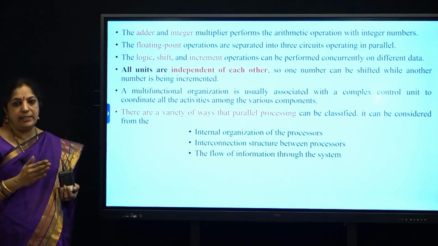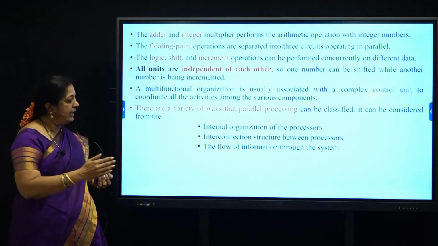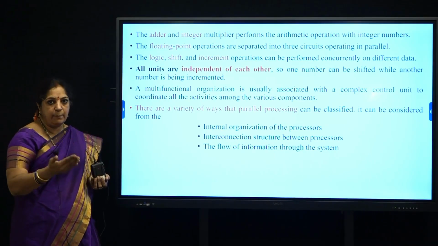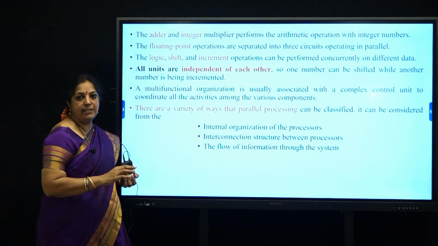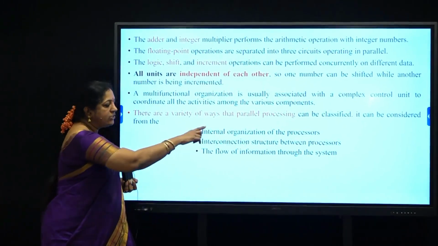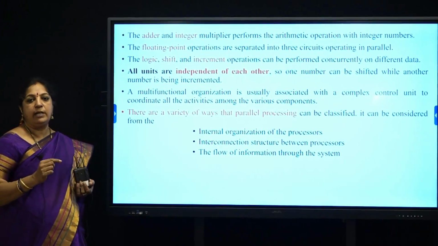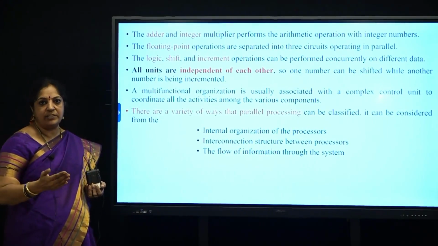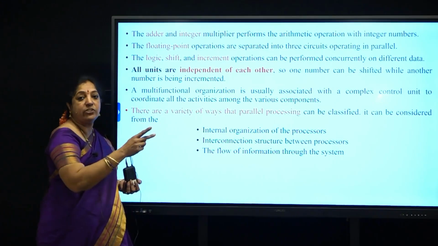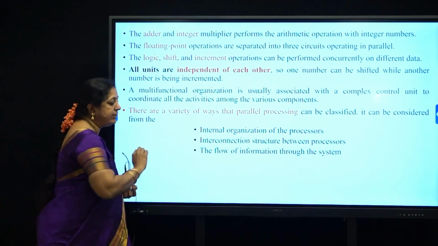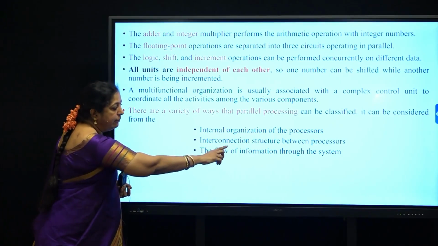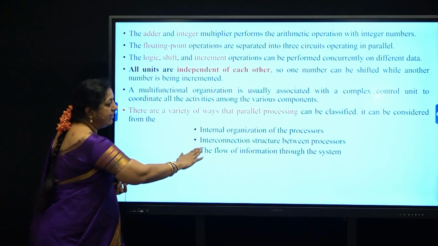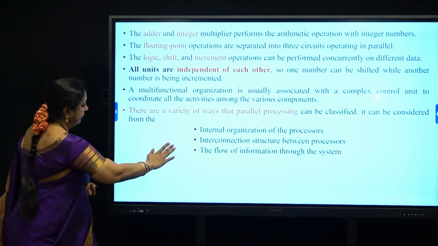But if you are doing multi-processing or parallel processing, there is a particular internal organization according to how you are performing that processing in parallel. The same way, the interconnection structure between the processors matters. When we are talking about multi-processing, multiple processors will be connected to perform various operations, so you have to concentrate on how you maintain that interconnection structure. The same way, the flow of information through the system, how it is maintained, is to be concentrated on. These are the ways parallel processing is to be done.